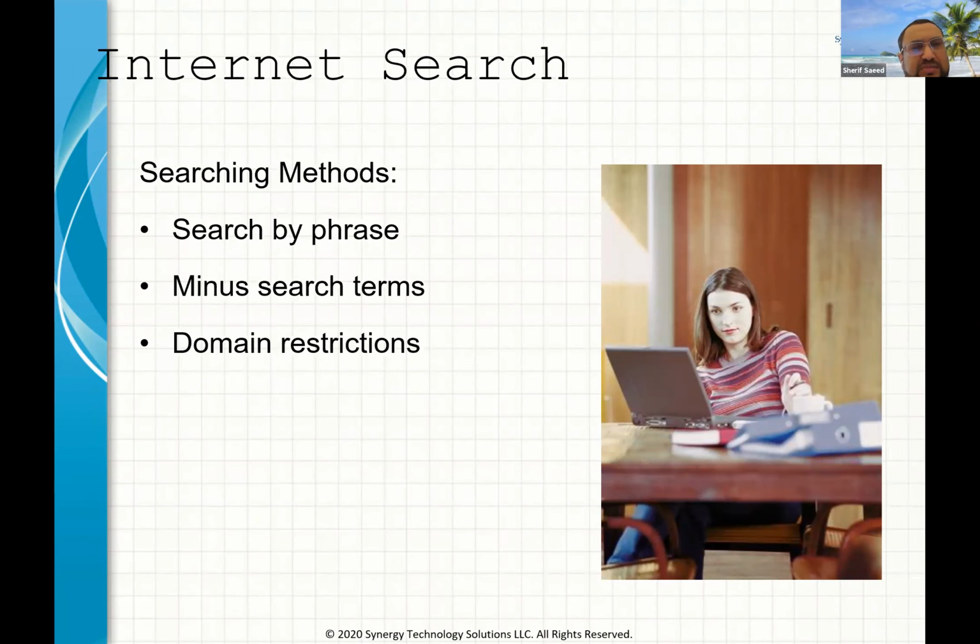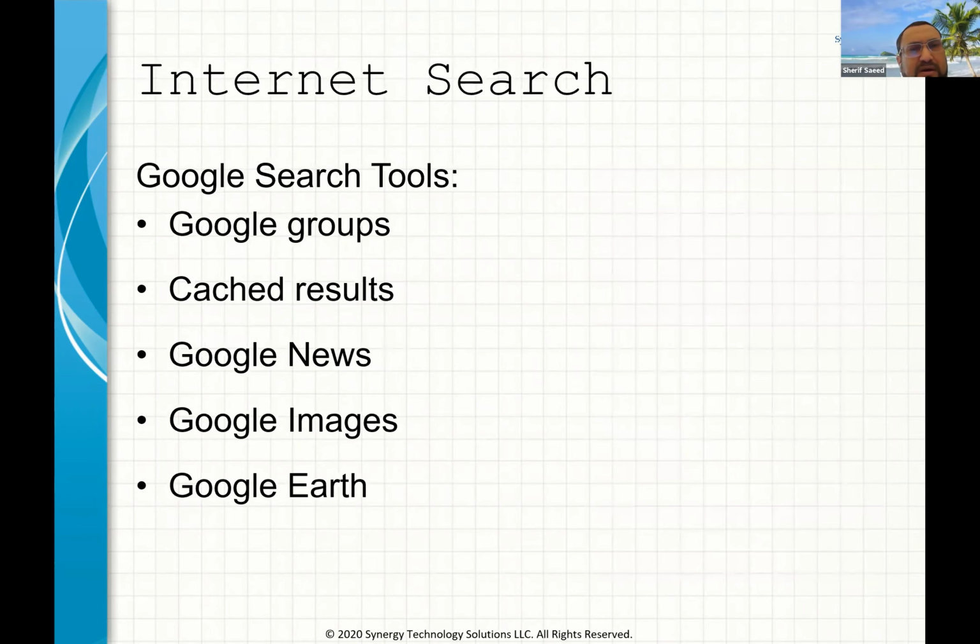Domain restriction, minus search, these are terms that I would suggest you learn a little bit about in internet search. What we do in Google search is very basic. You can search about different terms and how to optimize your Google search, and you'll get it also. Beyond Google search, there are Google Groups, Cache, Google News, Google Image, Google Earth.